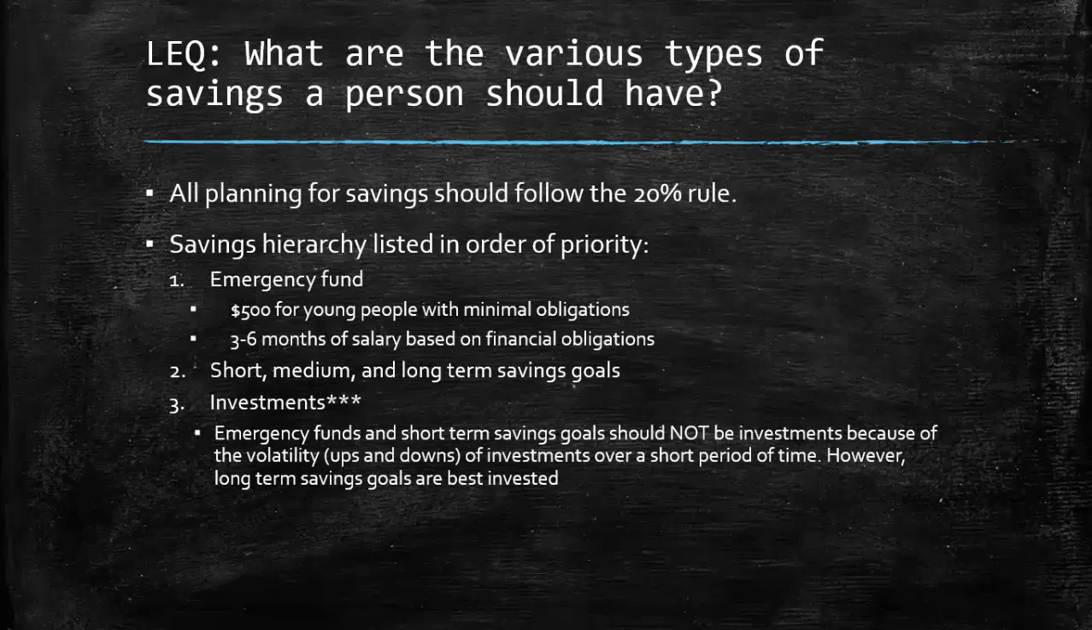Everyone's first priority for a savings account should be establishing that emergency fund that we talked about in savings part 1. Now for young people with minimal obligations, that is most high schoolers and college level students who do not have too many obligations, that's if you're working a part-time minimum wage job, you should have about $500 in your emergency fund account. Now, that $500, once you reach that goal, it sits there.